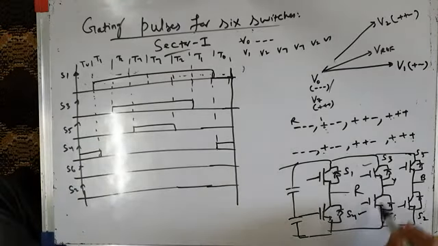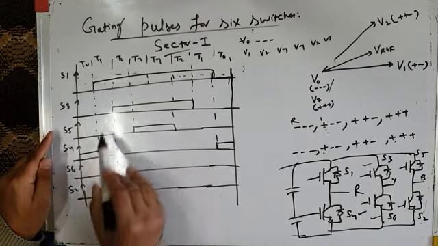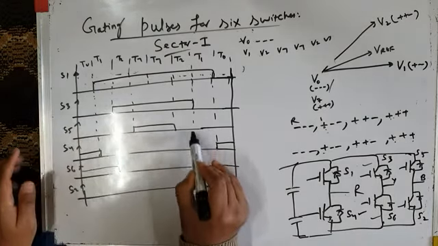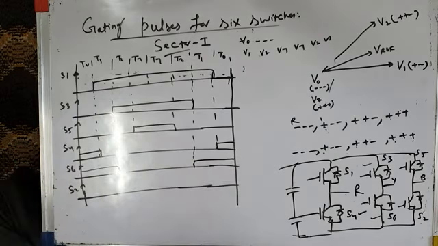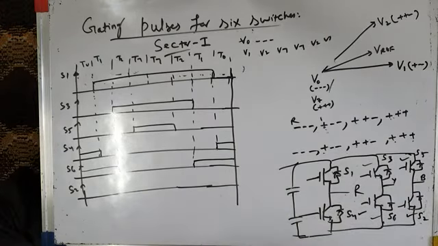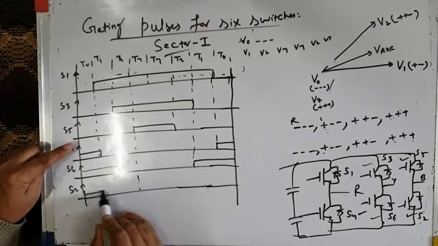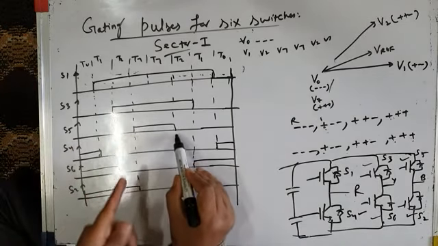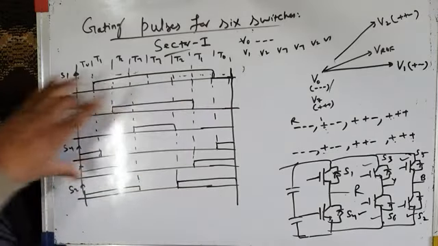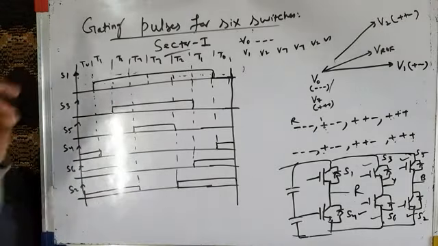What is the complementary of S3? S6. This is S3 and this is S6. When S3 is off, S6 will be on. When S3 is on, S6 will be off. This is its complementary. What about the complementary of S5? What is the complementary switch of S5? S2. When S5 is off, S2 will be on. So this is its control pulse pattern. And when S5 is on, S2 will be off. So this is the gating pulse pattern. You have to generate the gating pulse in this way in sector 1.